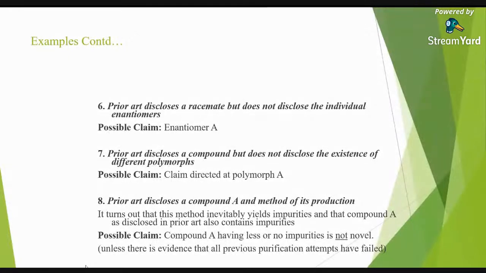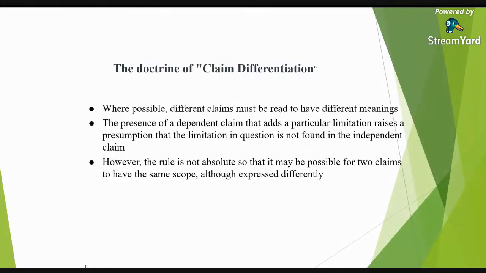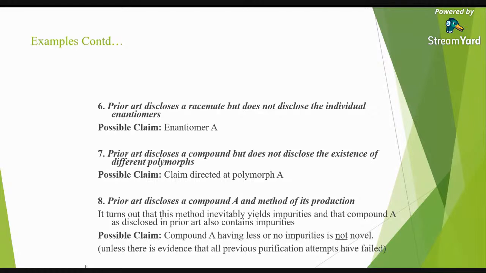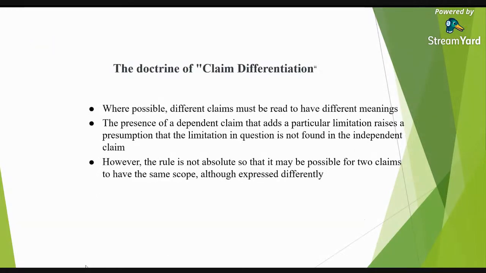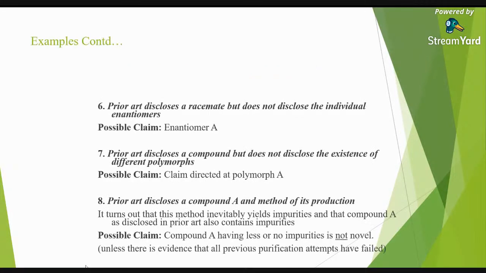So simply then, if there is a racemate which does not disclose an enantiomer, you can claim enantiomers. Then you can claim a polymorph if the prior art discloses the compound, like a claim directed at polymorph A or cefdin or whatever. Likewise, as you can see, there are different examples that are given. So thus different claims must be read. This is the way you can draft the claims.